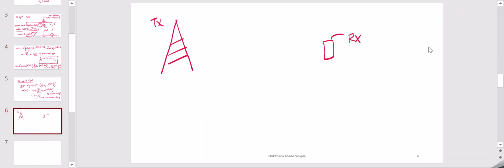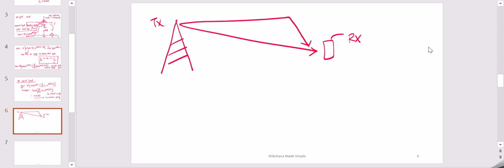So let us consider for now just two paths. Whenever you want to learn some complex concept, you can simplify it with a smaller number of variables and try to see the concept. So here I am considering just two paths. Now the concept is phase variation happening at the receiver due to multipath components.